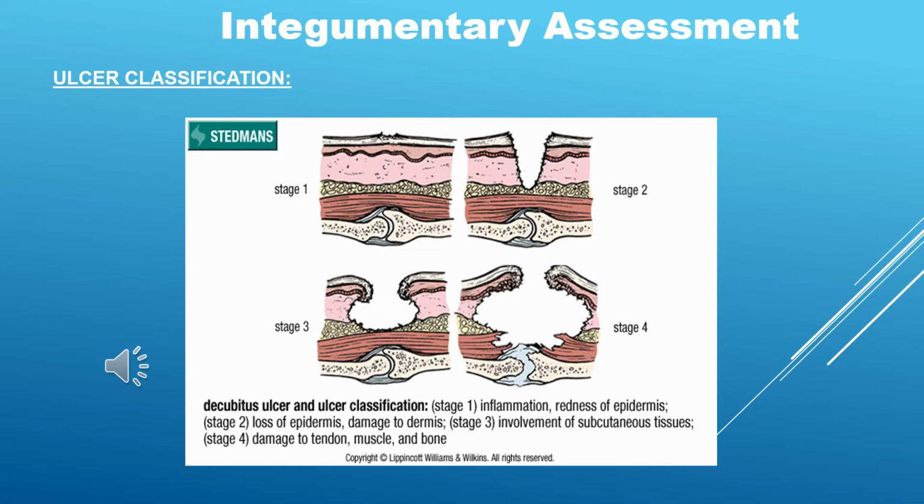And then there are unstageable wounds, which are also classified as full thickness. Unstageable wounds may be covered with eschar, and it's very difficult to understand what might be happening under that eschar. That's why they might consider it as unstageable.